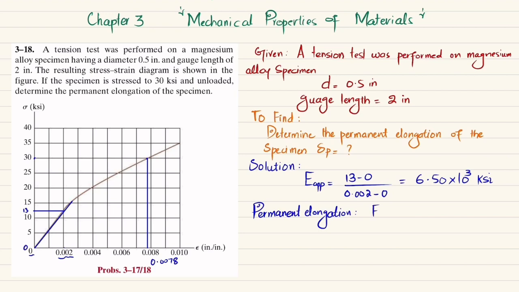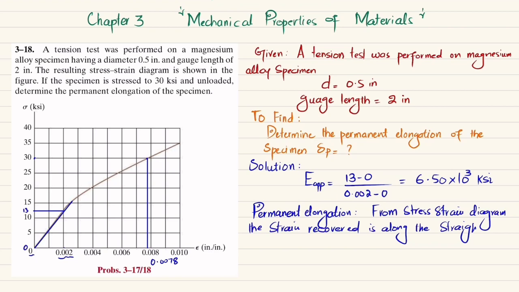From the stress strain diagram, the strain recovered is along the straight line BC, which is parallel to straight line OA.